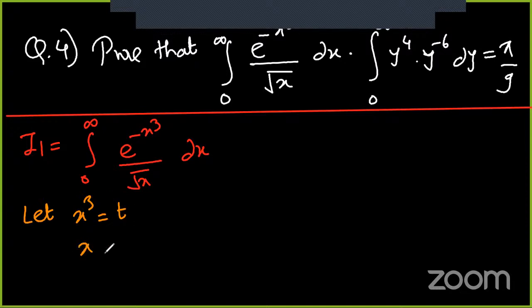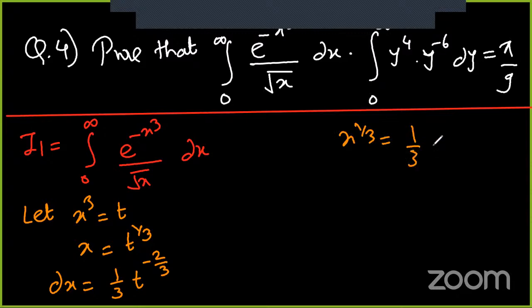So what is your x? X is equal to t raised to 1 by 3. So if I differentiate, तो क्या आएगा? dx is equal to 1 by 3 t raised to 1 by 3 minus 1. तो 1 by 3 minus 1 क्या आएगा? It will become minus 2 by 3. ठीक है? ये तो डेरिवेटिव आना चाहिए. So x raised to 1 by 3 इसको डेरिवेट कैसे करते हैं? 1 by 3 x raised to 1 by 3 minus 1. So 1 by 3 minus 1 is यहाँ पे 3 by 3 minus 2 by 3. ठीक? यहाँ तक तो आना चाहिए.